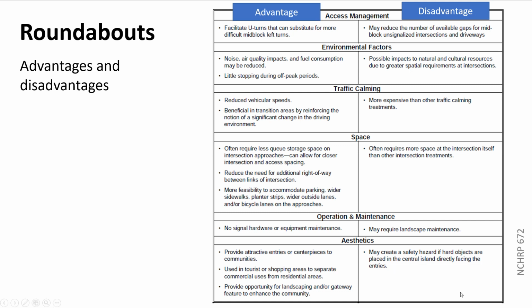Not really true. Aesthetics, they probably are prettier. Especially if you've ever been out by Vail in Avon, Colorado, they were some of the first communities to use roundabouts in the 90s. They just overdid it, maybe, on aesthetics in the center. Lots of beautiful landscaping and statues and everything else in the center of their roundabouts.